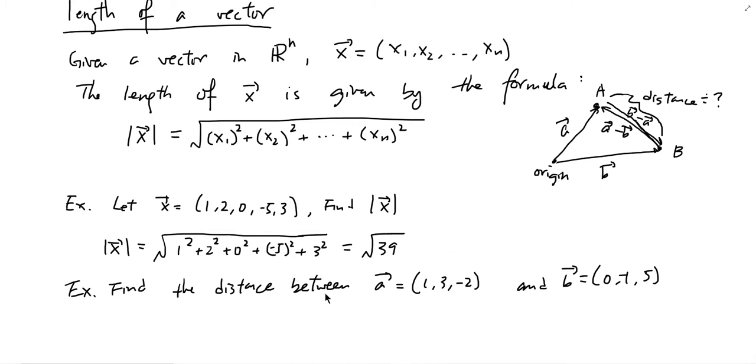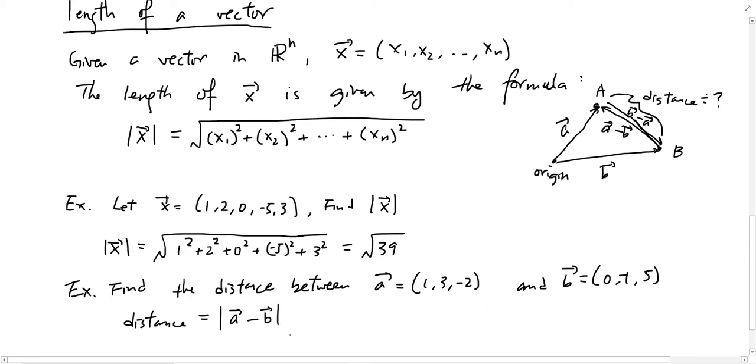So how do you find the distance between them? What you have to do is the following. Realize that the distance between these 2 points is actually equal to the length of vector A minus vector B, which is basically the arrow pointing from B to A, or the length of vector B minus vector A. So how do you calculate this? I'm just going to do vector A minus vector B. So I'm going to say this.